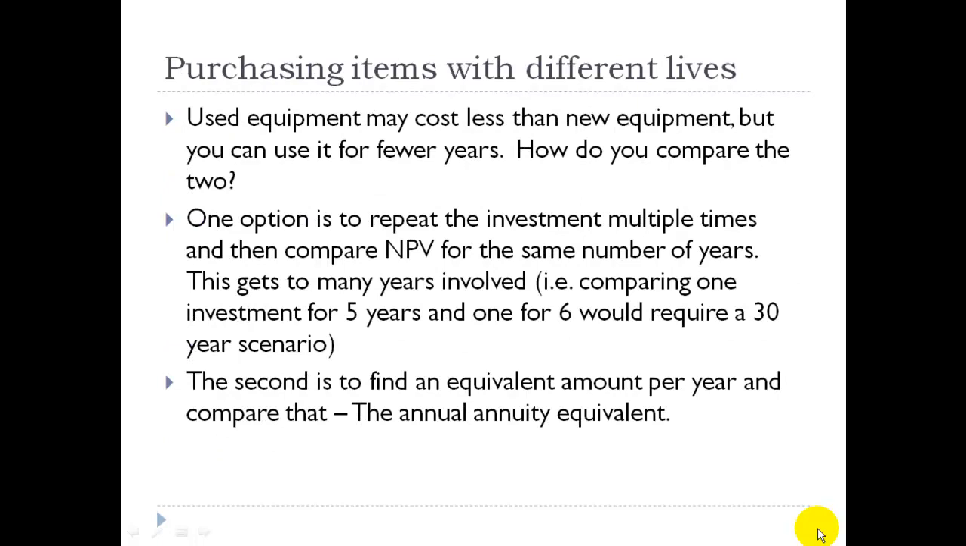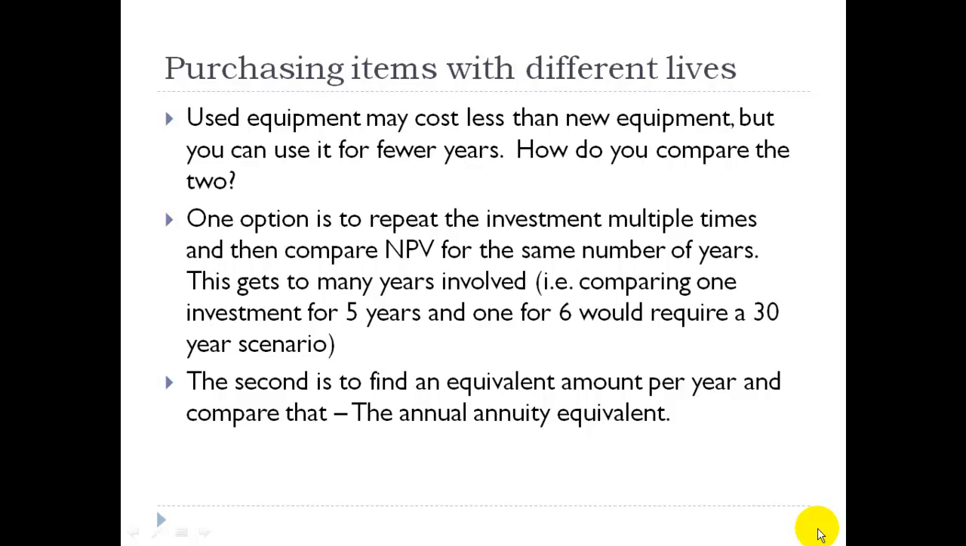So now we're going to go over the annual annuity equivalent, and this comes into play when you're purchasing items with different lives. Used equipment may cost less than new equipment, but you can use it for fewer years. So how do you compare those two things? One option is to repeat the investment multiple times, so each investment has the same number of years. I don't like this though, because you can get a lot of years very quickly. Like if one was 5 and one was 6, it's going to require a 30-year scenario for both of them to be able to compare.